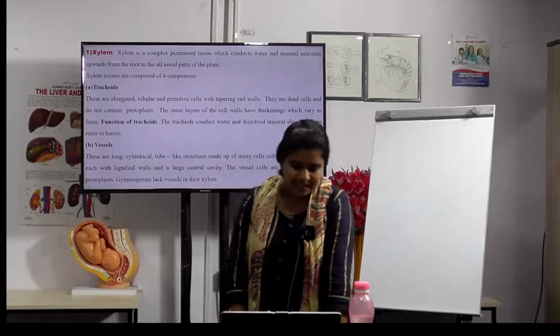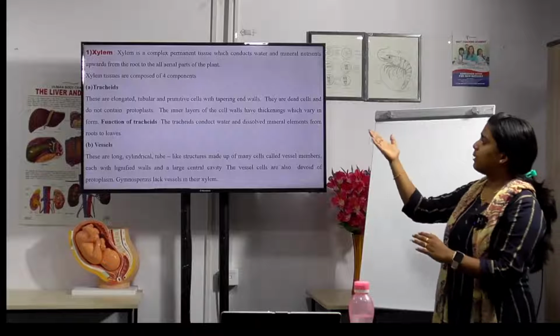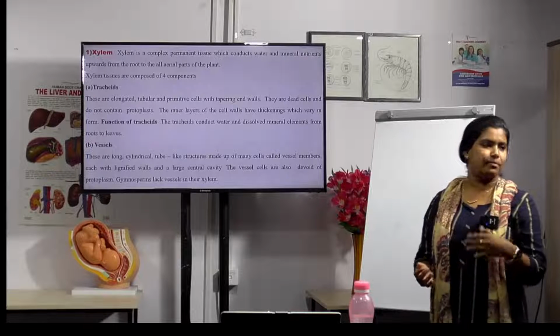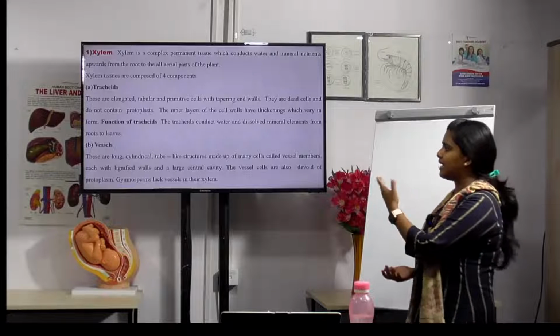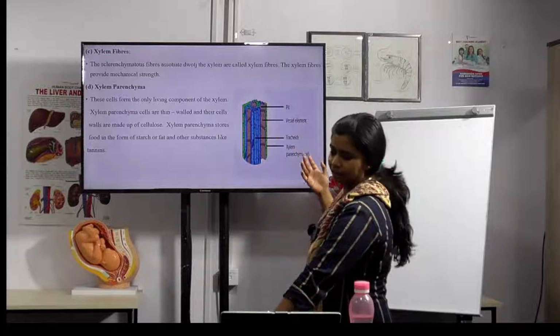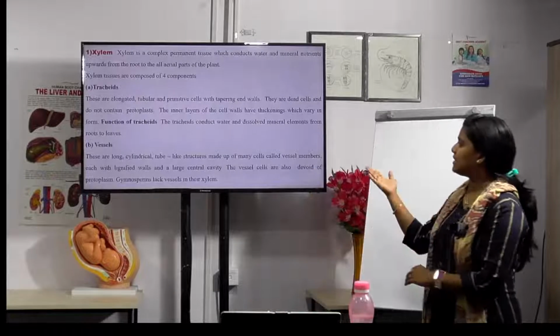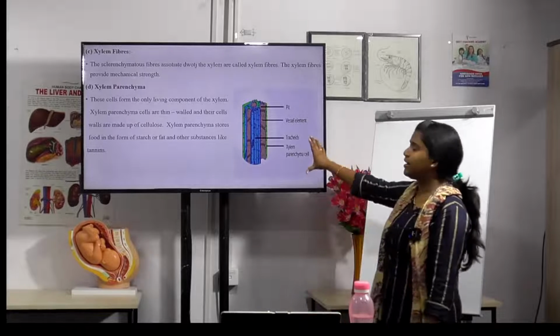Okay, xylem conducts the water and mineral nutrients upwards from the root to all the aerial parts of the plant, and it has 4 components. What are they? Tracheids, vessels, xylem fibers and xylem parenchyma. Okay, tracheids, they are very elongated.